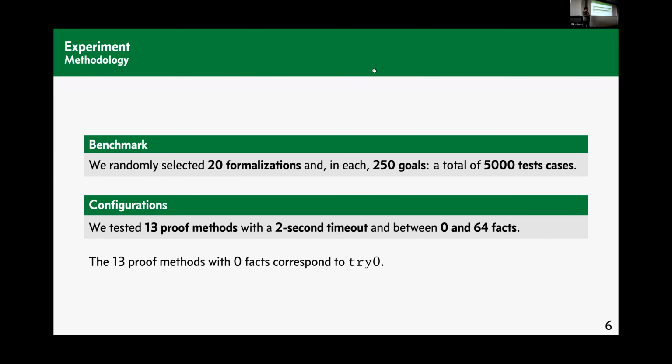And we tested with a different number of facts, scaling between 0 and 64. And I want to stress the fact that testing all of those proof methods with 0 facts corresponds exactly to what try 0 is doing. So when we test all of that, we also test try 0 at the same time.